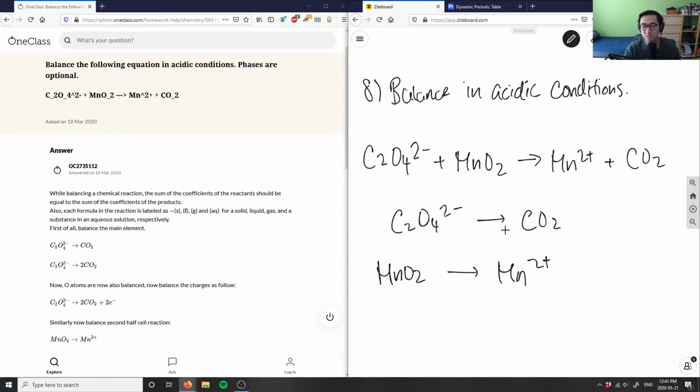So in this case here, what I'm going to do now is balance elements other than oxygen and hydrogen. In the first one here, I have 2 carbons and I only have 1 carbon on this side. So I'm going to add a 2, right?